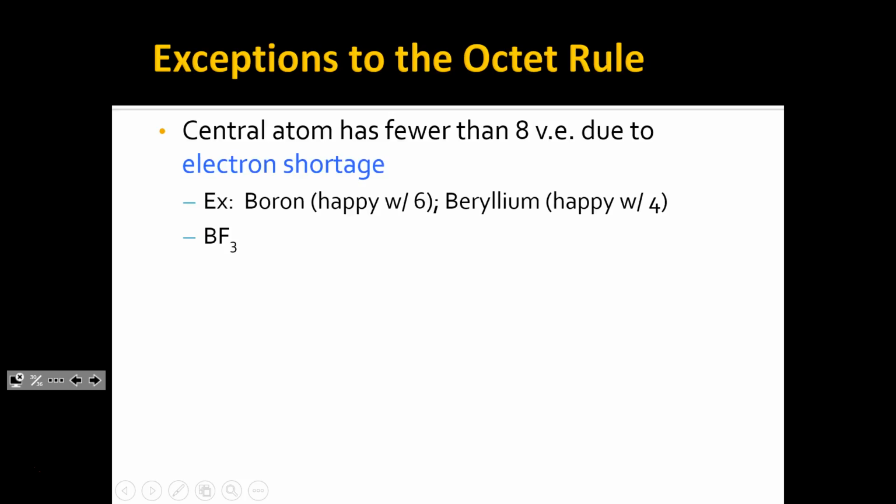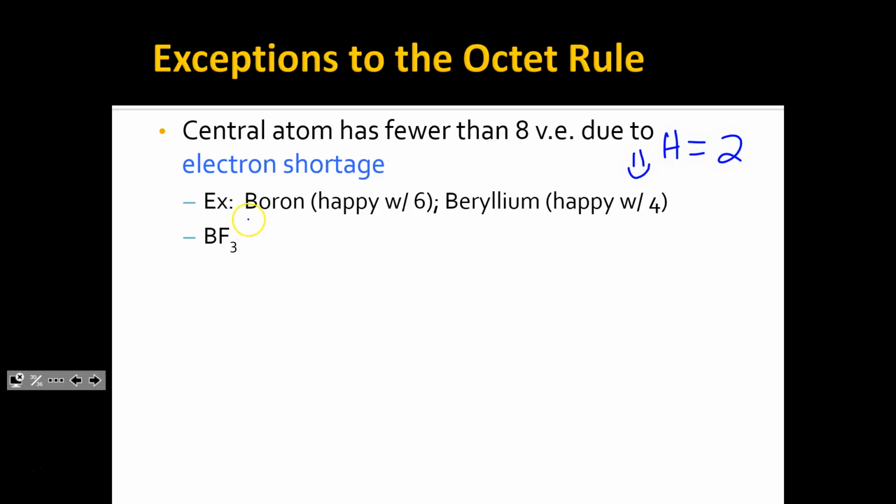So there's actually three exceptions. The first exception is you can have the central atom that has fewer than 8 valence electrons, and this is just due to an electron shortage. We've actually already started talking about this a little bit. For example, one of the exceptions was hydrogen. Hydrogen, remember, is happy with 2 valence electrons. It doesn't need 8. Helium is another one.